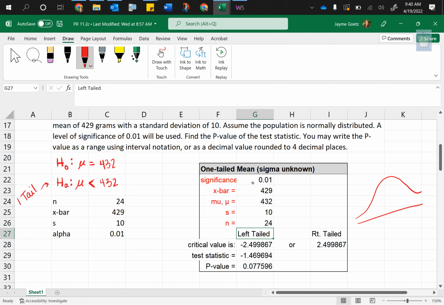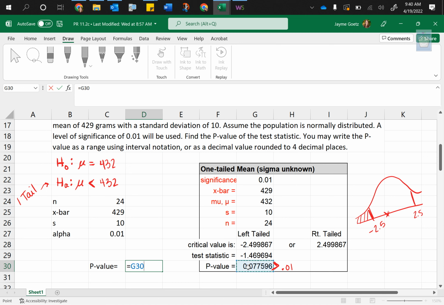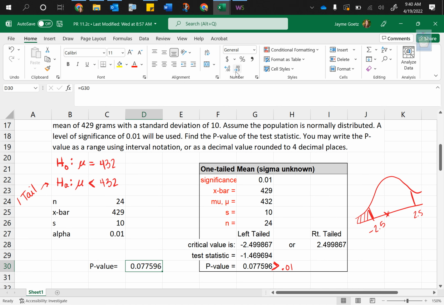However, that's not even what they're asking. Okay, let's answer the actual question. It says find the p-value of the test statistic. You may write the p-value as a range using interval notation. We don't have to do that. It's only a number, or as a decimal value rounded to 4 decimal places. So I'm going to come here and say my p-value equals, and you can just do a cell reference if you would like, but make sure you round it to the 4 decimal places like they asked. 0.0776.